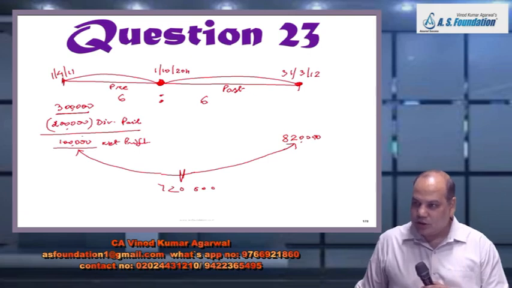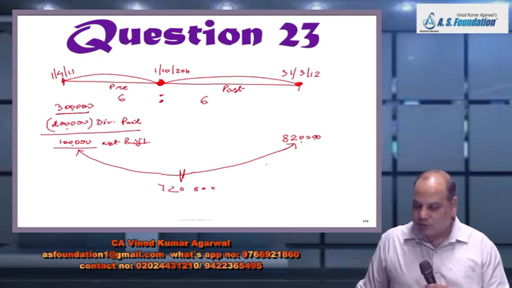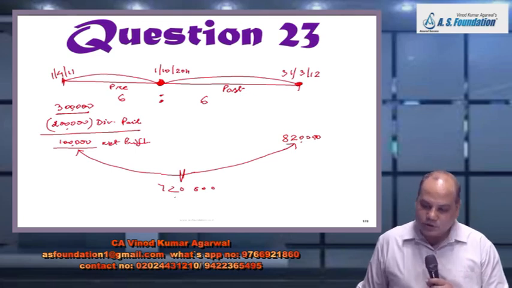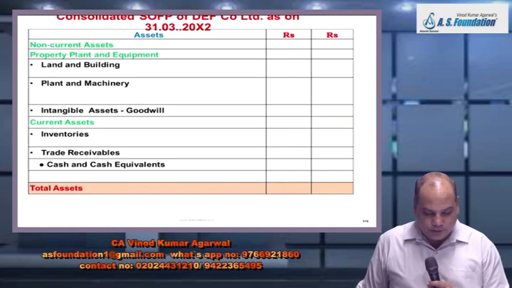Is this calculation correct? 3 lakh was the opening profit. Opening profit 2 lakh has been used. So the opening profit remaining is 1 lakh and closing profit is 8 lakh 20,000, which means the current year income is 7 lakh 20,000. This needs to be divided in the ratio of 6:6. Next line.